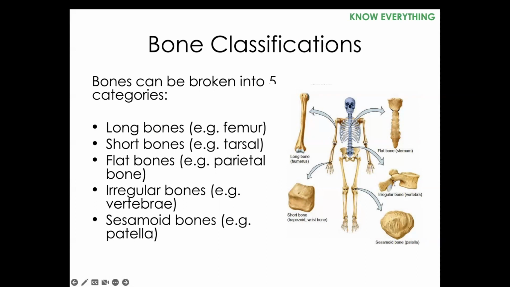Irregular bones are not going to have a very specific shape, but they're going to be highly specialized bones. A really good example of this is going to be your vertebra. And then lastly, we have sesamoid bones, and they're going to be smooth, round, and circular. They're also known as floating bones because they're going to be found embedded in tendons and ligaments. The primary example of this is going to be your patella or your kneecap.